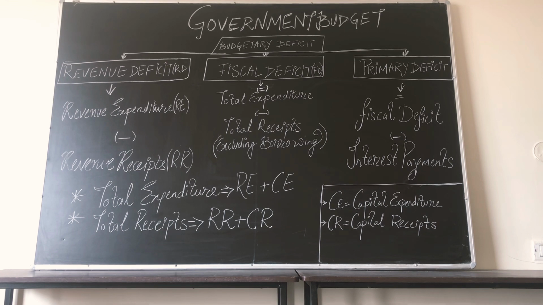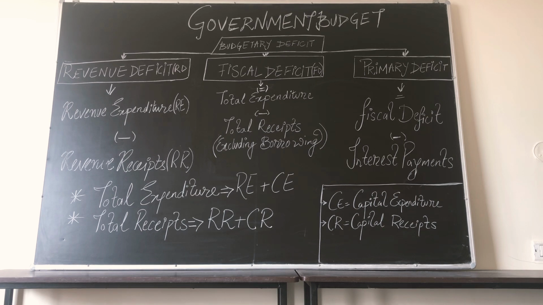Today I am going to discuss budgetary deficit. First, I would like to tell you about the meaning of budget deficit. It can be defined as the excess of total estimated expenditure over total estimated revenue including borrowing. Its formula is: budget deficit is equal to total expenditure minus total receipts including borrowing.